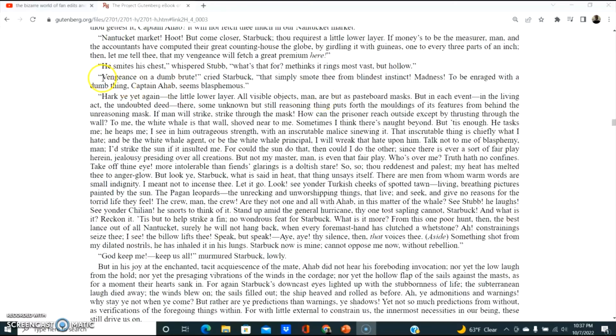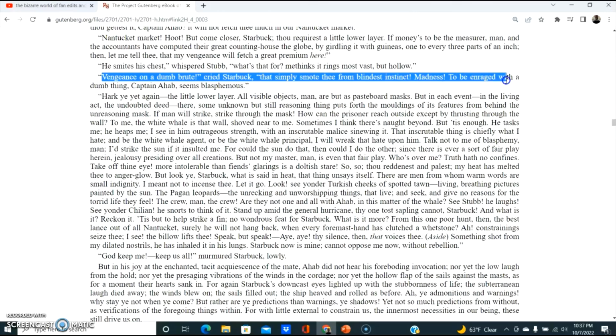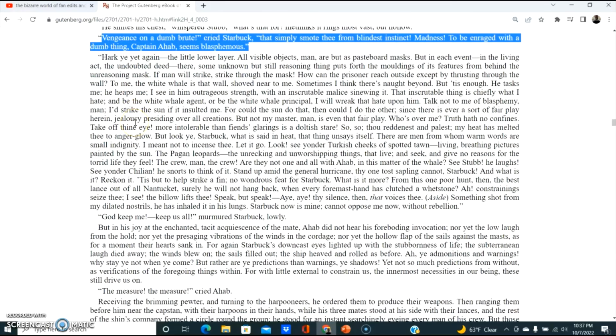Okay, so in this passage, Starbuck, the first mate of the Pequod, no relation to the coffee company, although the coffee company is named after the character. Fast fun fact. But first mate Starbuck on Captain Ahab's ship says, "Vengeance on a dumb brute," cried Starbuck, "that simply smote thee from blindest instinct. Madness, to be enraged with a dumb thing, Captain Ahab, seems blasphemous."